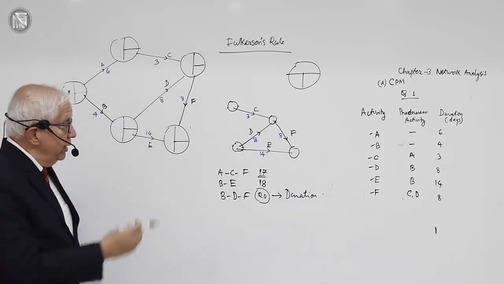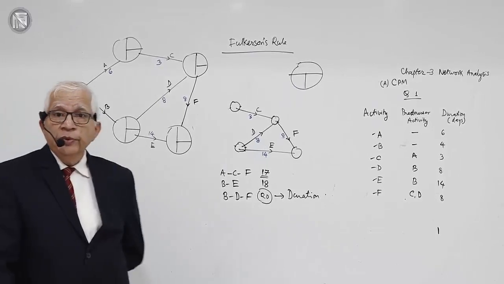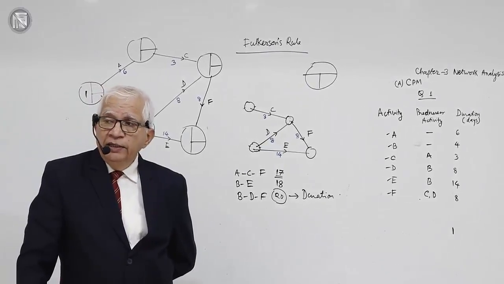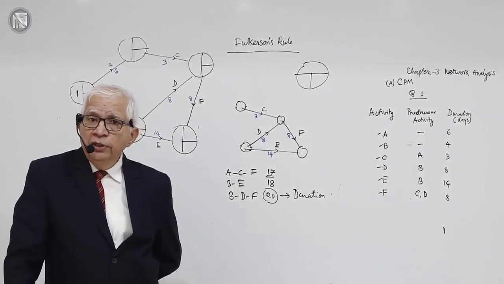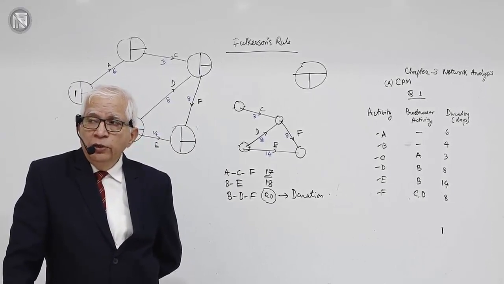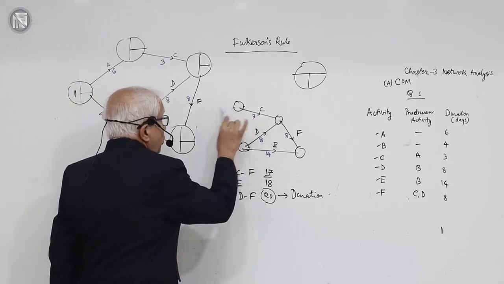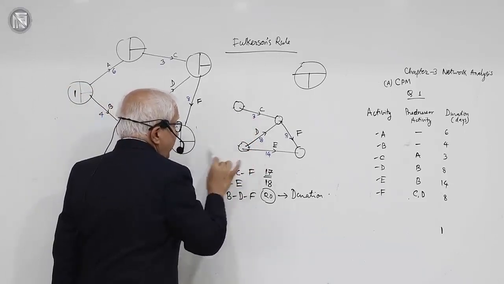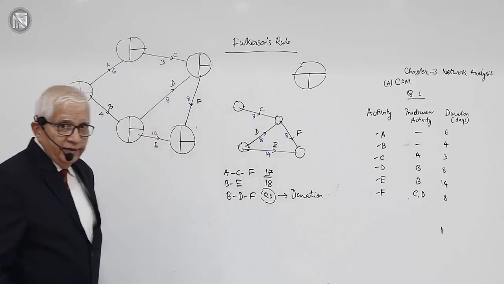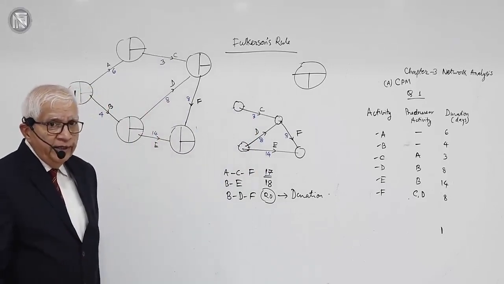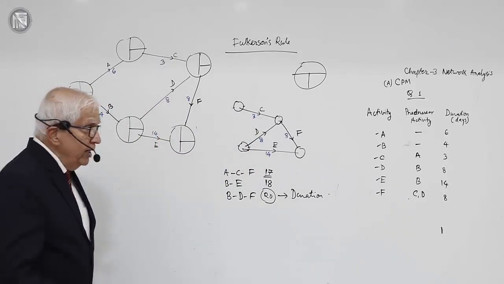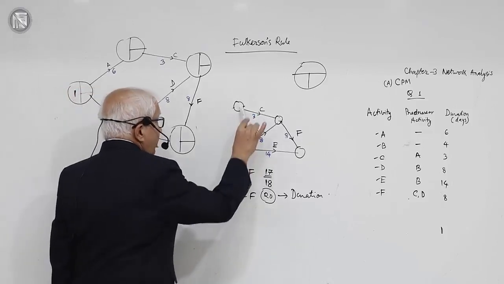Now look at the residual network in the rough diagram. Are there any events in this new network where no arrows are ending? Can you see this event? No arrow is ending here. Can you see this event? No arrow is ending here, because the arrows ending there have been deleted by us only. So these are 2 new events available for numbering.